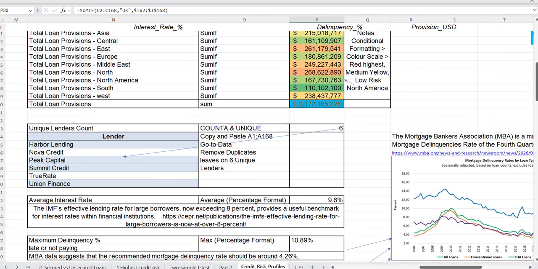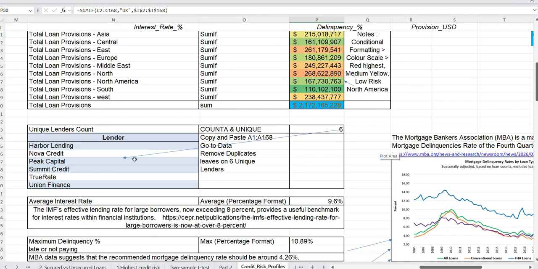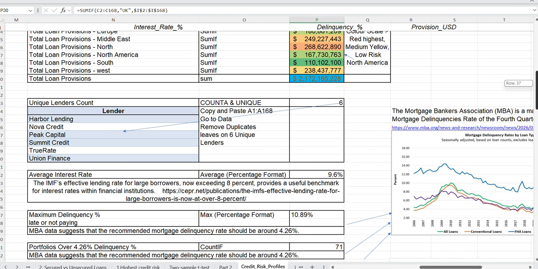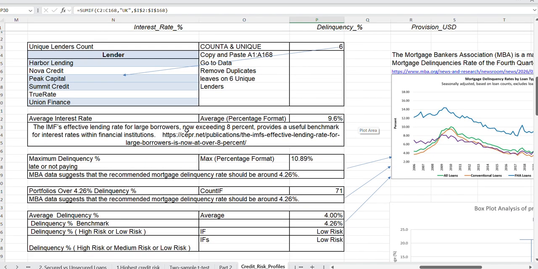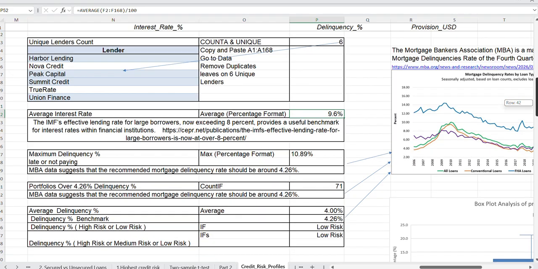The next thing we did was COUNT and UNIQUE. Basically, I found out how many lenders there are, using a formula, and the answer is 6, and here are the unique lender names. Then I used the AVERAGE formula to find the average interest rate, 9.6%, and according to the IMF online, 8% is recommended, so we're making a good profit margin.